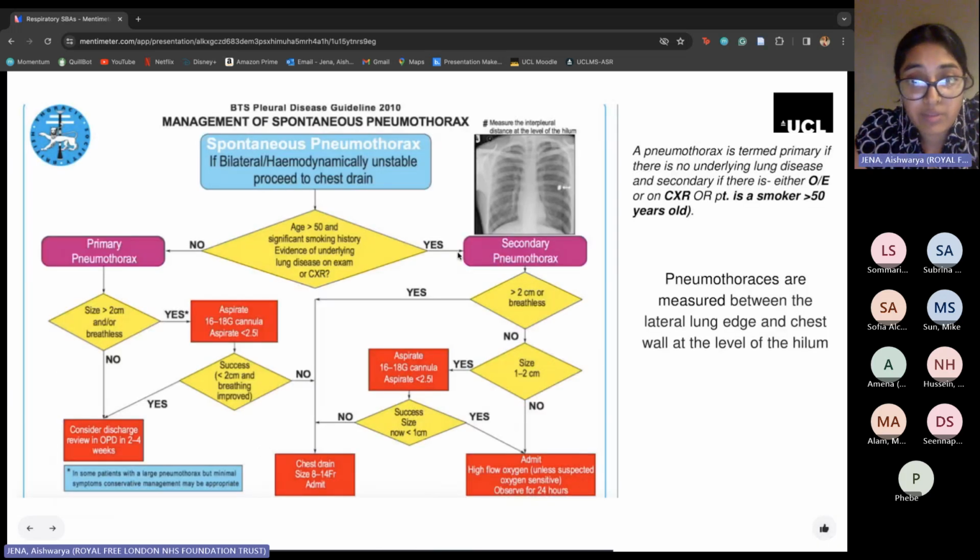Okay. And then here is a sort of flow chart of your management of spontaneous pneumothorax. So you can have primary or secondary, and that kind of changes your management, like chest drain versus just high flow oxygen and observation, essentially, because some of these will just resolve on their own.